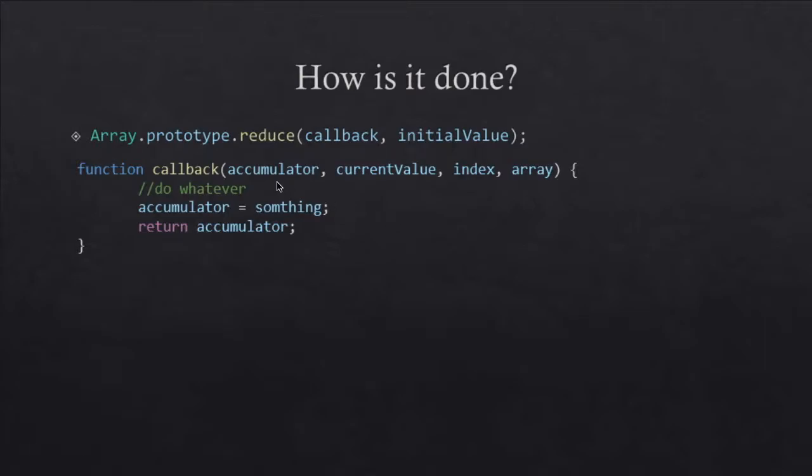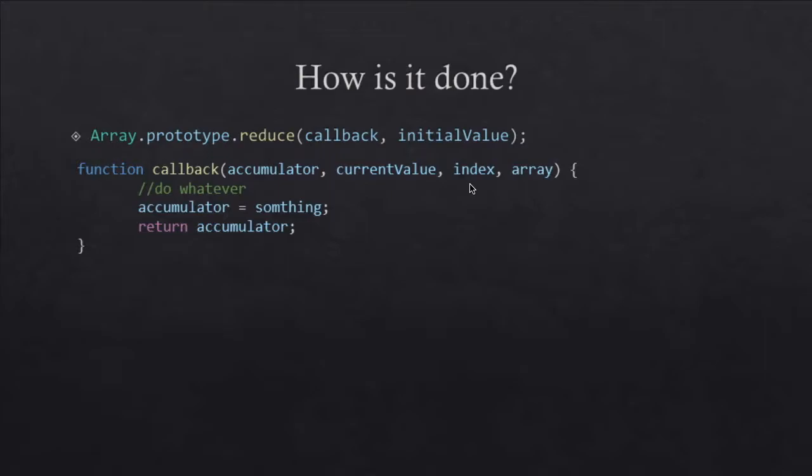So the first one is the accumulator. Depending whether you pass in the initial value or not, if you pass in the initial value in the first iteration, the accumulator would be the initial value, but as it's optional, you can decide not to. If you don't, then the accumulator would be the first value of the array, and the current value will be the second value of the array. If you do pass in the initial value, the current value in the first iteration will be the first value of the array.